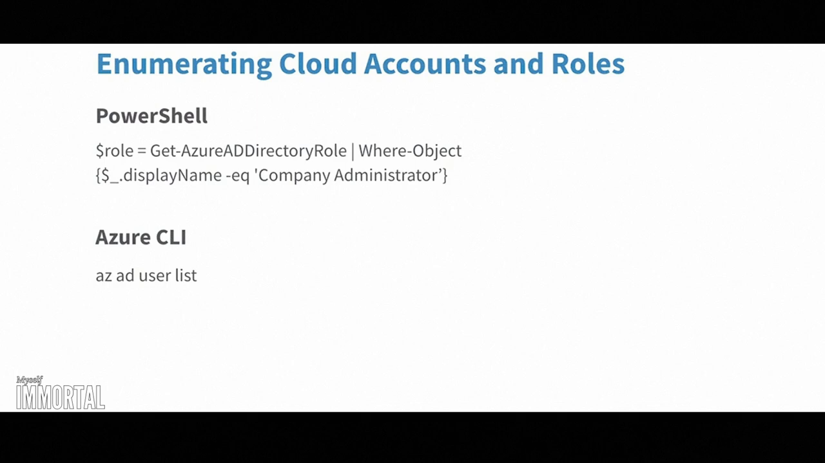We have a couple of simple examples here of how to enumerate cloud accounts at the command line. You don't have to memorize this, but for example, in PowerShell, in a Microsoft Azure environment, we could create a variable called $role, and we could run the PowerShell command called Get-AzureADDirectoryRole, pipe that to Where-Object, which is a filtering mechanism. Well, we want to look for a display name equal to company administrator.